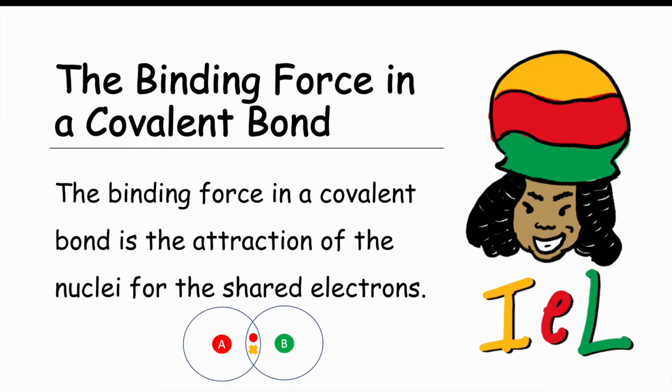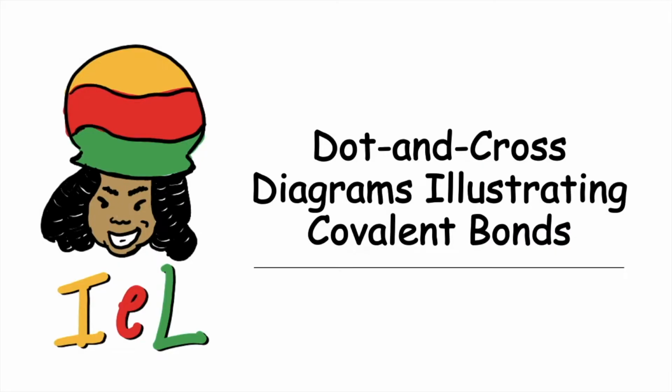The binding force is the attraction between the nuclei of the atoms involved in the covalent bond for their shared electrons. So here we have the shared electrons. We have the nucleus of atom A and the nucleus of atom B. And the attraction is the nuclei of both atoms pulling on those shared electrons. Now it's time to draw dot and cross diagrams to illustrate covalent bonding.